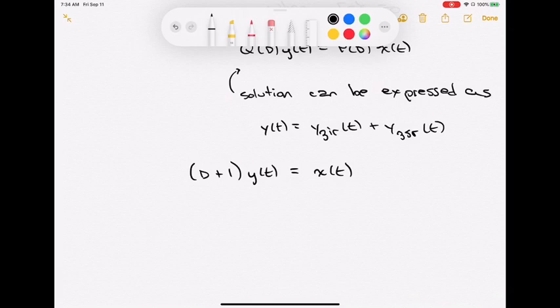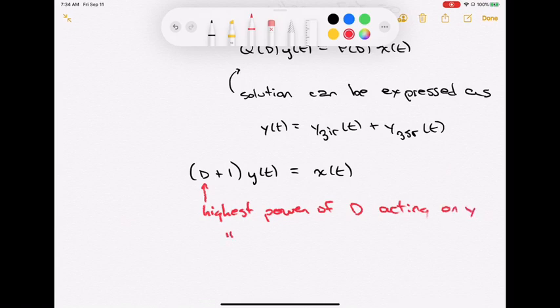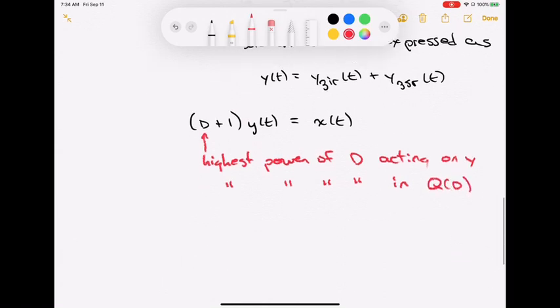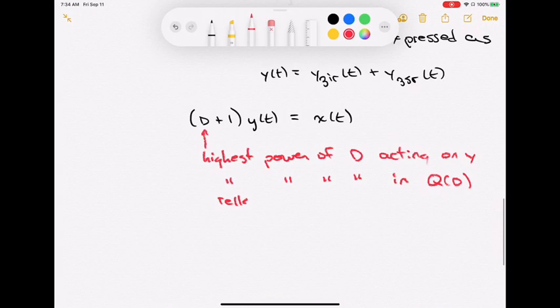Some comments about this system. This is a first order system. How do I know that? The highest power of D acting on y, that means the highest power of D in that polynomial Q of D, tells us the system order.